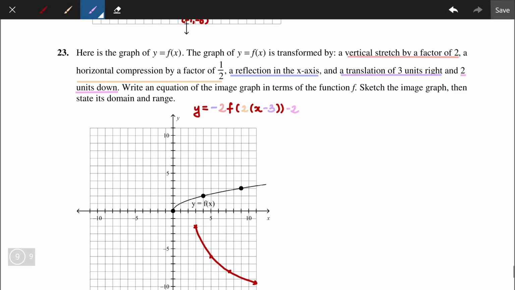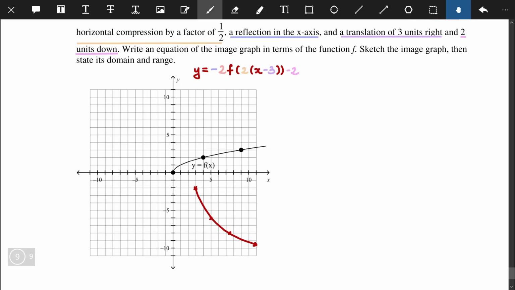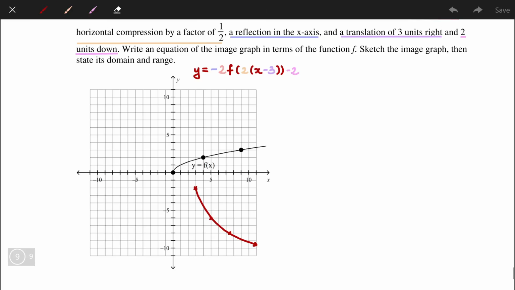The second part is to produce the graph. The graph is drawn already. So let's look at how we got from the original to the image. I want to use the other color here. So this would be 0, 0, again 4, 2. This is, of course, the square root function, and 9, 3.